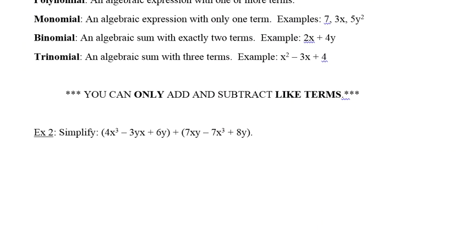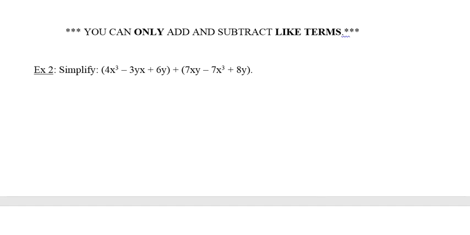We're only allowed to add and subtract like terms, so if they're not like, we can't put them together. So we'll do a couple problems. Here I need to simplify 4x cubed minus 3yx plus 6y plus 7xy minus 7x cubed plus 8y. So this expression is saying take this trinomial and add this trinomial. When you're adding, the parenthesis really doesn't make any difference, so I'm going to get rid of it. I'm going to write 4x cubed minus 3yx plus 6y.